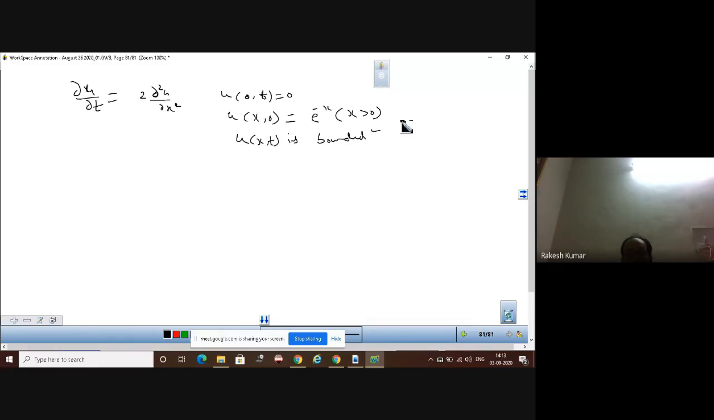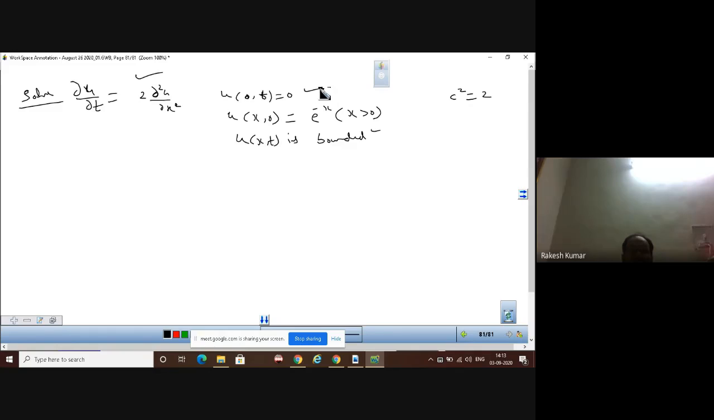Always remember u is a function of the variables x and t. You have to solve this partial differential equation. This is the heat equation. If you compare this equation with yesterday's standard equation, there was a c square only. So accordingly, in place of c square, we have 2 here. The value of the constant c square is 2 in our equation.